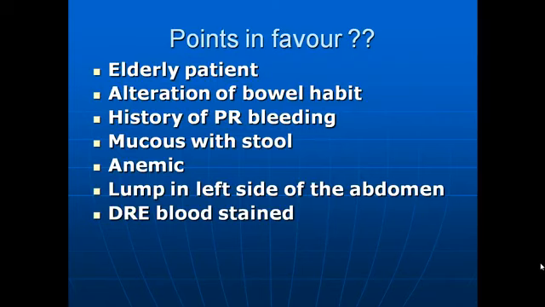Let's think what the points in favor of this diagnosis are. What points actually tell us to come to this diagnosis? First of all, the patient is elderly. This is one of the important points. Number two, the patient has alteration of bowel habit in the form of diarrhea and constipation. The patient had a history of per rectal fresh bleeding. The patient had a history of mucus with the stool. On examination, the patient is anemic, and on abdominal examination, there is a lump in the left side of the abdomen. And on digital rectal examination, the finger is stained with blood. So all the points are in favor of carcinoma of the descending colon.